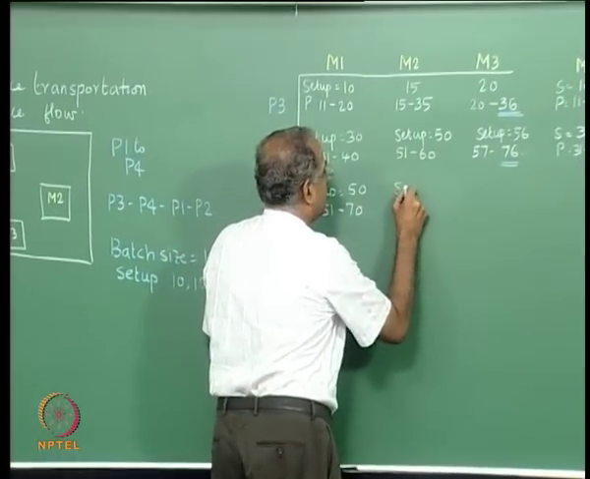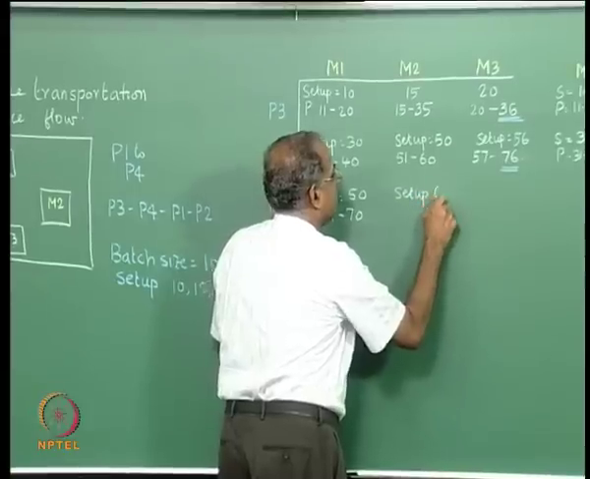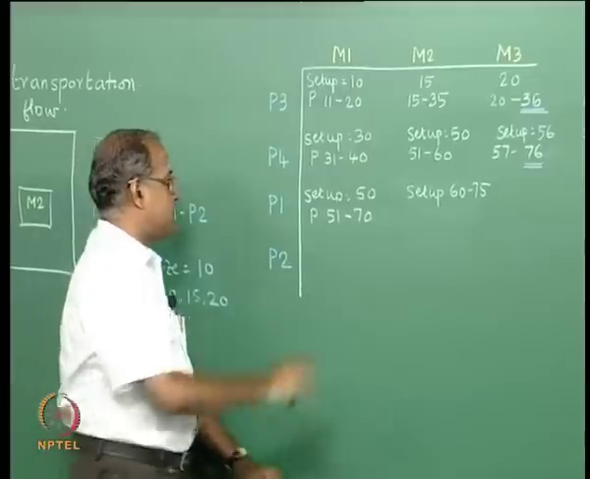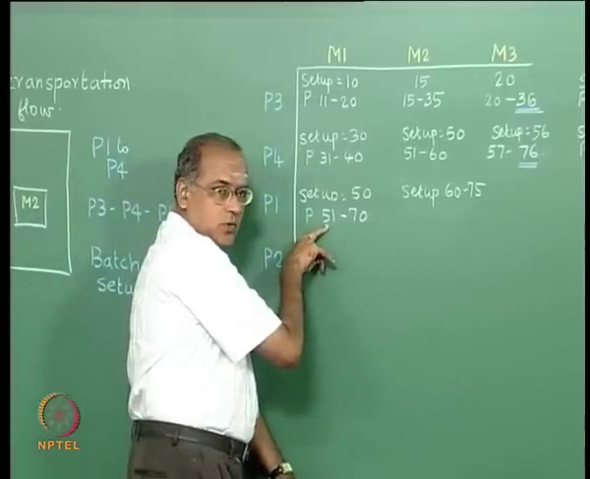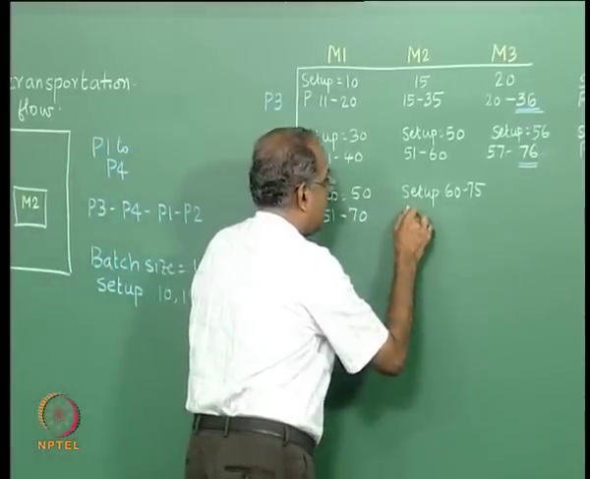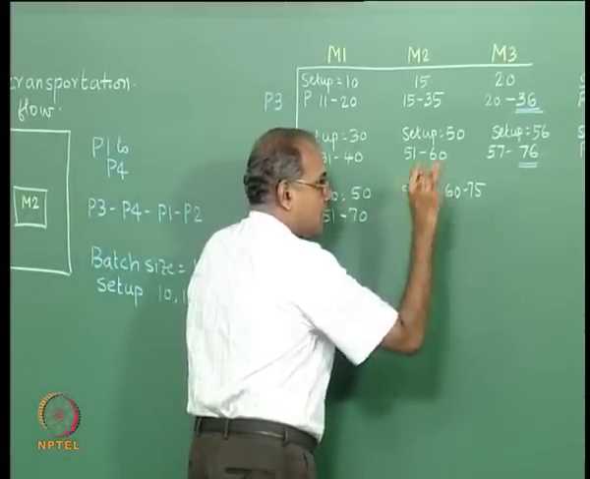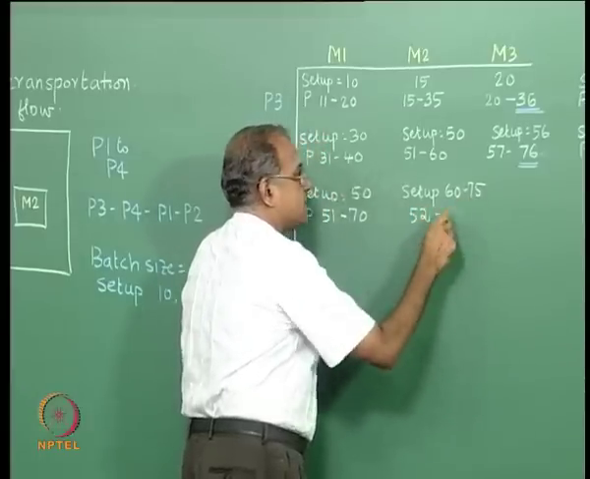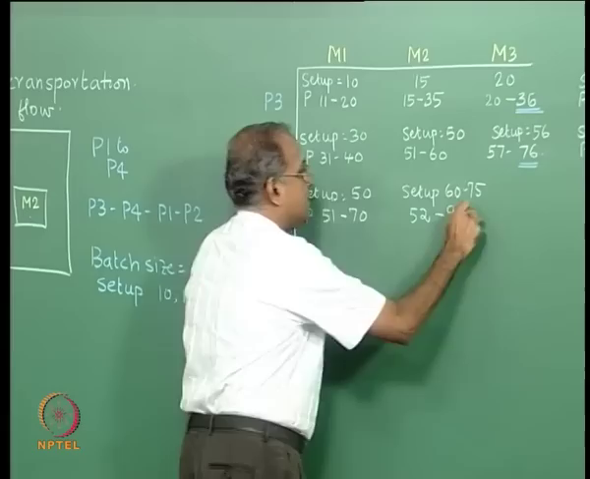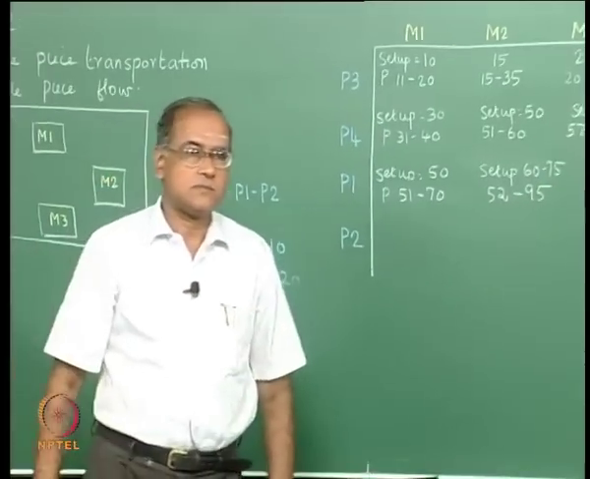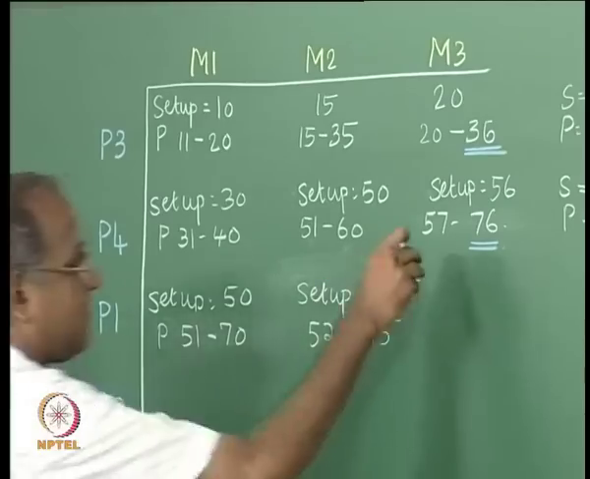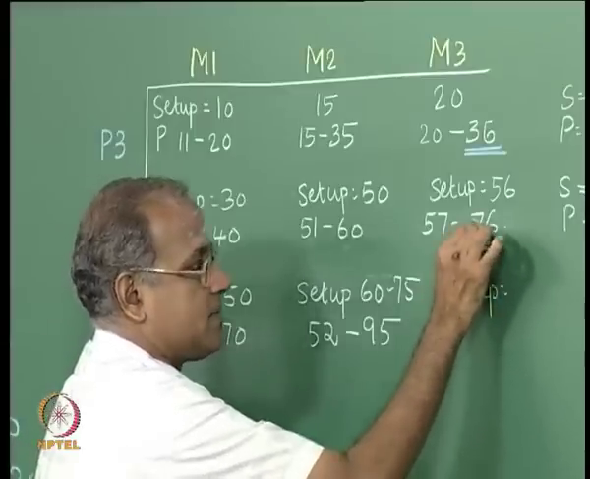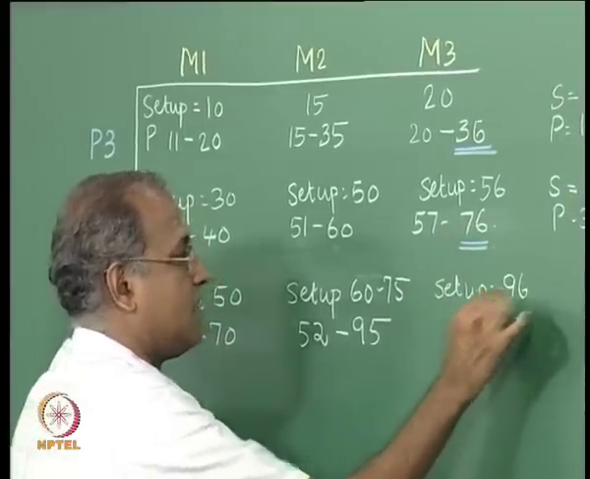So here we can do the setup from 60 to 75. The first piece will come out at 52, so production will start at 52, again 2 units. So 52 it begins to 75 plus 20, 95. So this is free at 76. So setup will start at 76 and finish at 96.